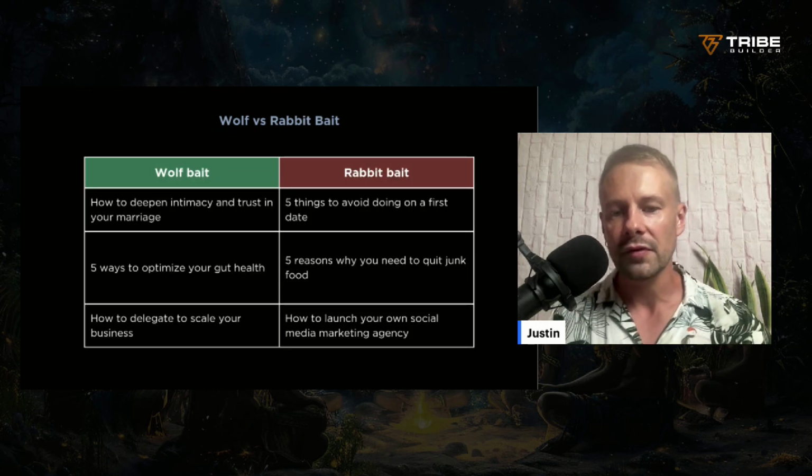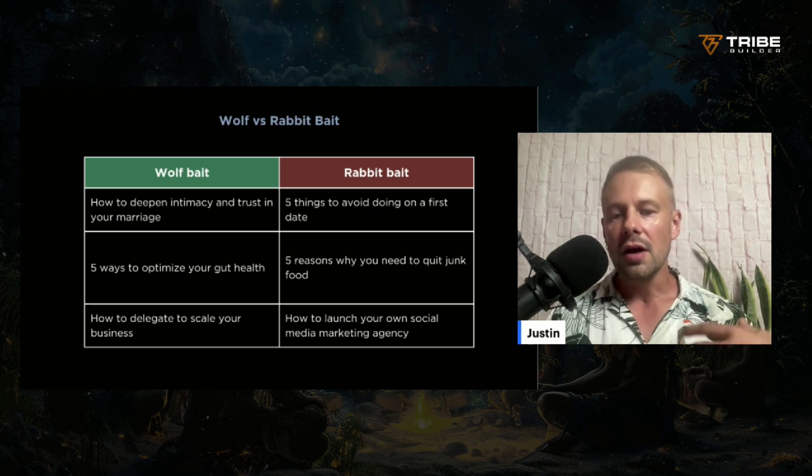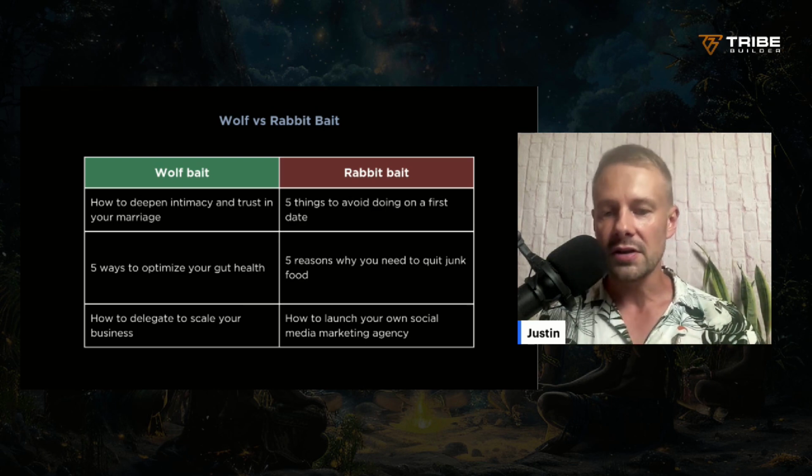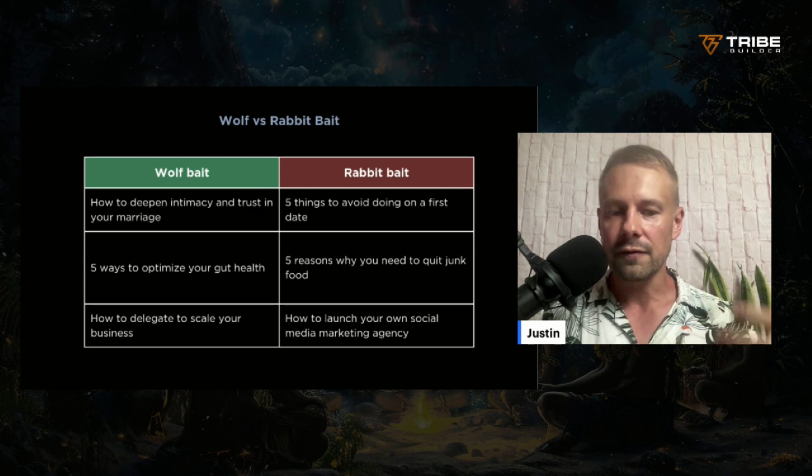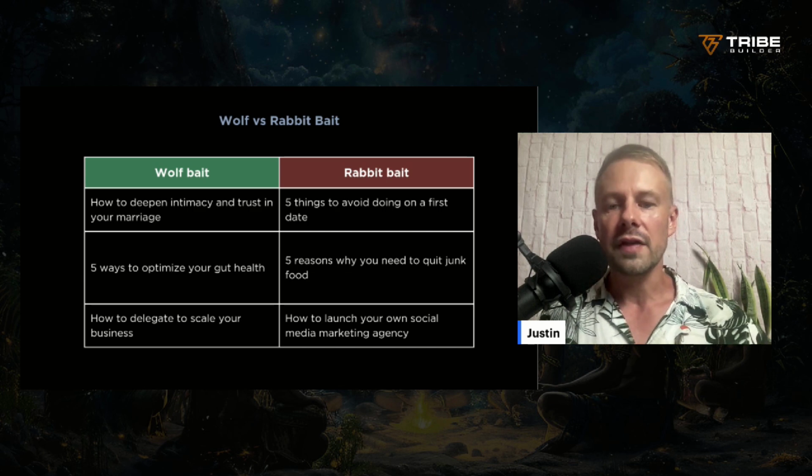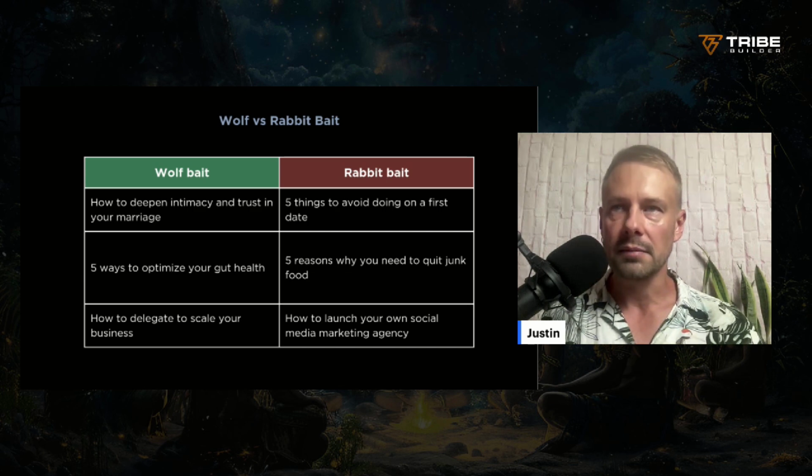So here's some examples of wolf versus rabbit bait. So wolf bait would be something like how to deepen your intimacy and trust in your marriage. And rabbit bait would be like 5 things to avoid doing on a first date. You can see that the first one is going to appeal to someone who's much more sophisticated and further along that journey of being able to have deep, meaningful romantic relationships in their life.